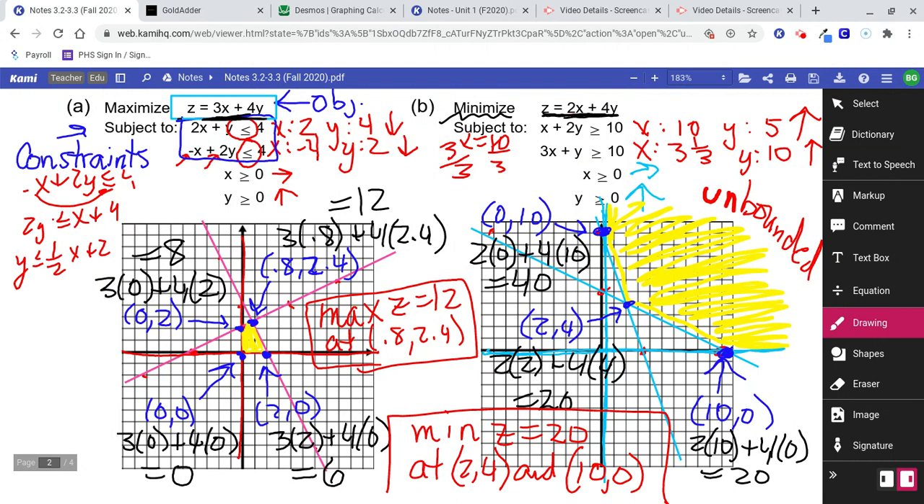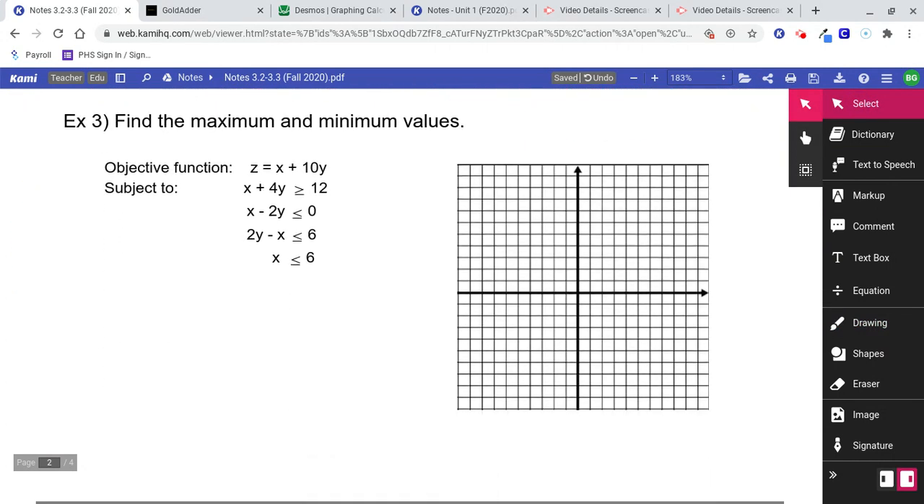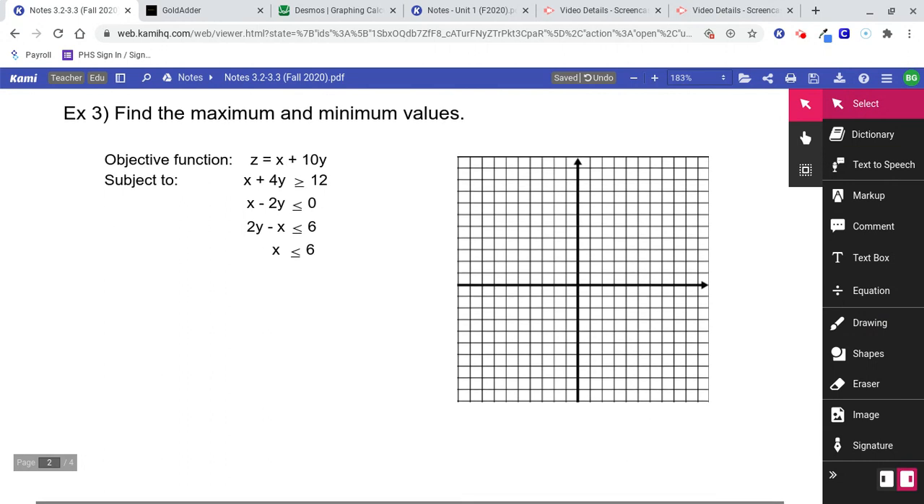All right. Cool. One more. Number 3 says find the maximum and minimum value. So we're doing both, but it's still really the same problem. Okay.